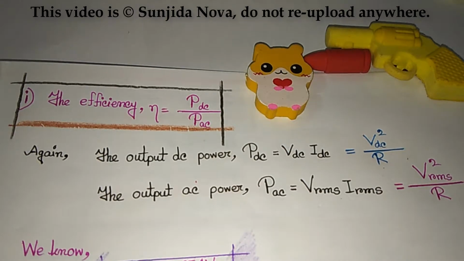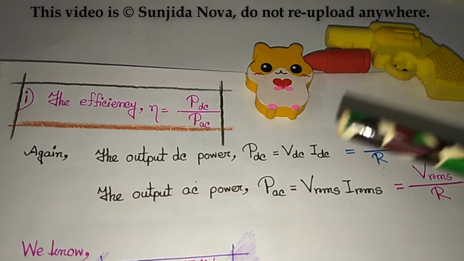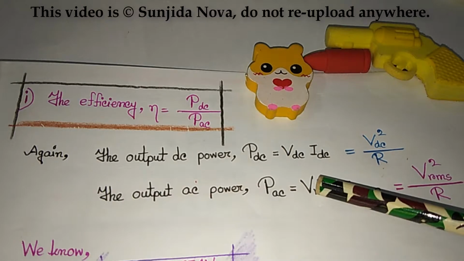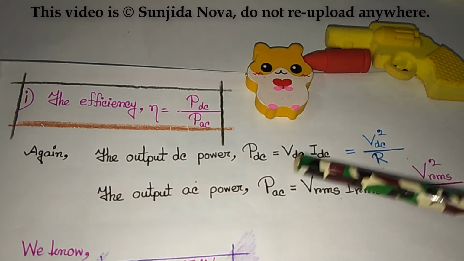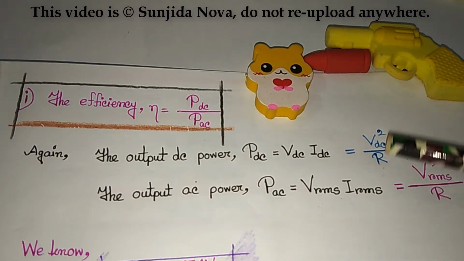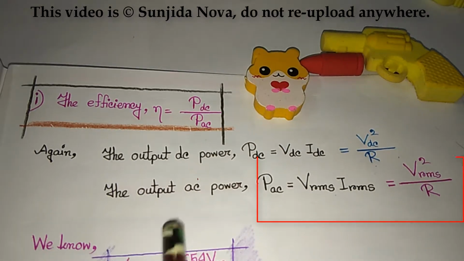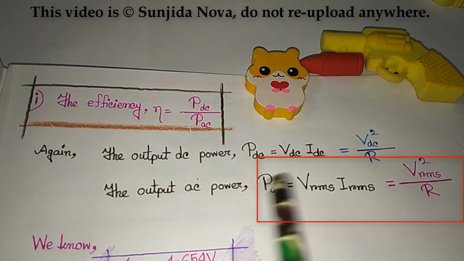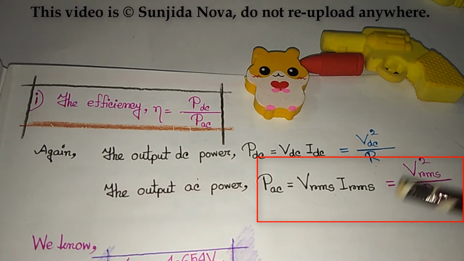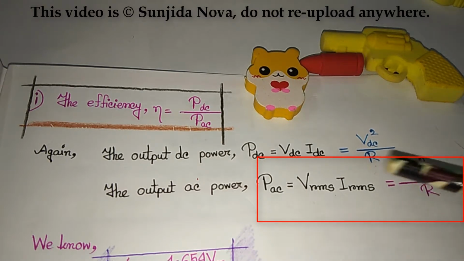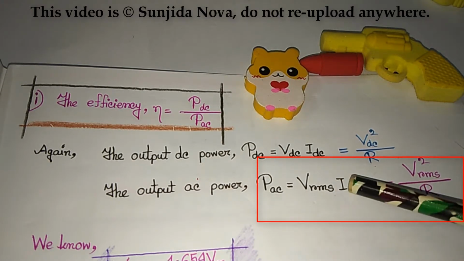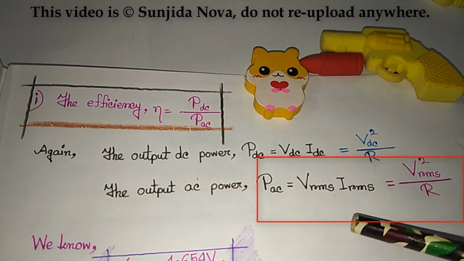And as I have discussed earlier, in a purely resistive circuit, all circuit power is dissipated by the resistor and voltage and current are in phase with each other. So we can write IDC equals VDC divided by R. In that case, our equation becomes VDC square divided by R. And in case of the output AC power, our equation becomes VRMS square divided by R, as we can write IRMS equals VRMS divided by R.